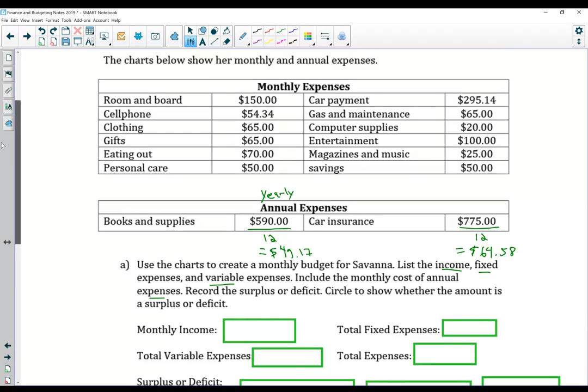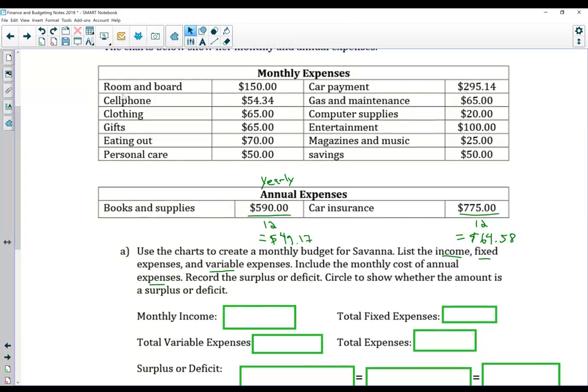So if we go back to this budget here, okay, we need to determine what are the fixed expenses and what are the variable expenses. So something like room and board, do you think that's a fixed or variable expense? Make your choice. I would call it a fixed expense, and I've used F to label it as fixed, okay? Cell phone bill, I would probably label that as fixed as well. Clothing, clothing for me would be variable. I'm not going to spend the same amount of money on clothing every month. Gifts is going to change, so variable.